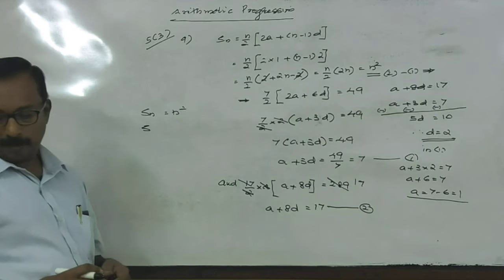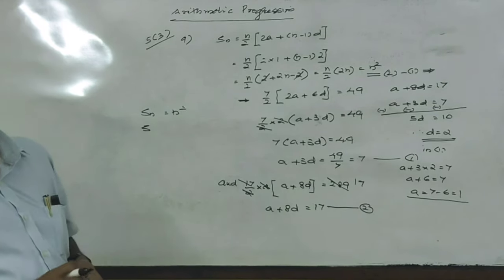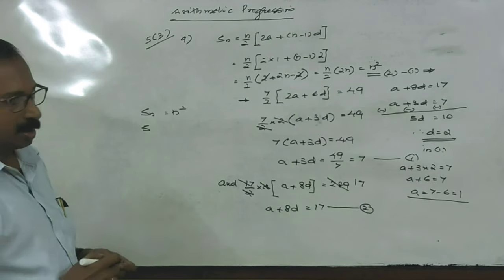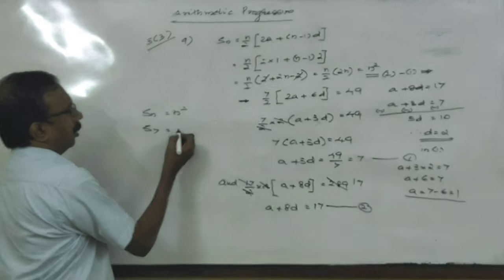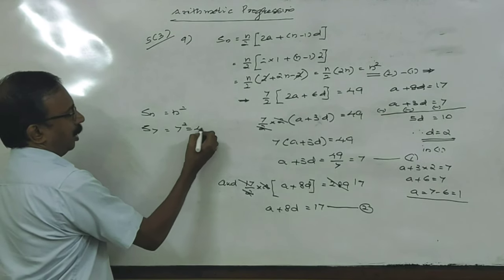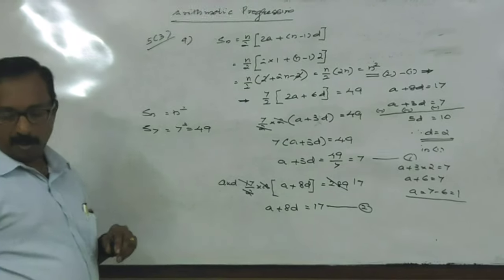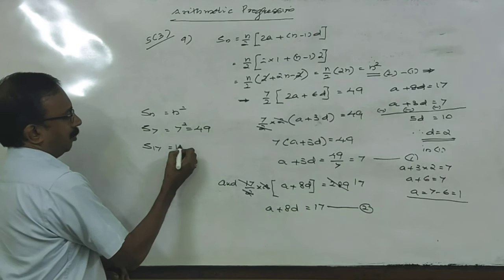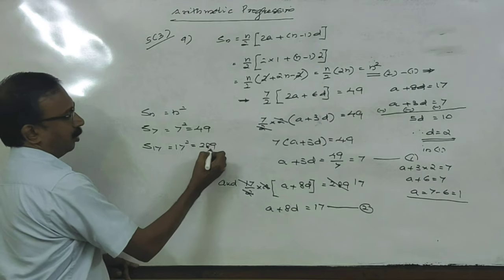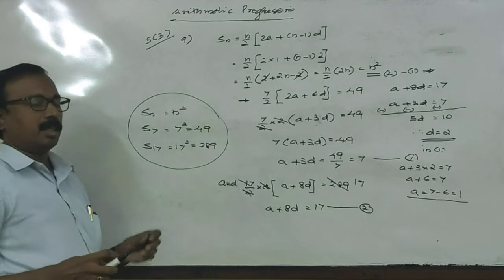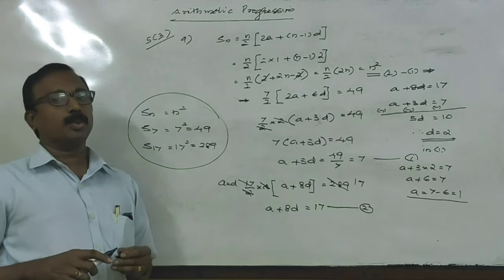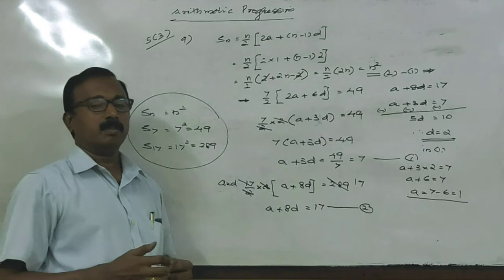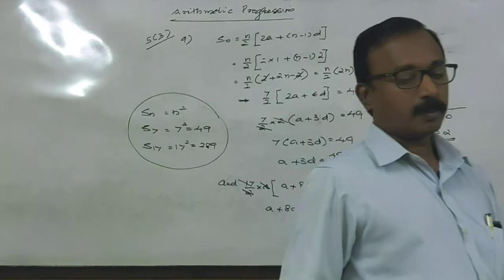Now we have Sn as n square. So S7 is 7 square, 49. And S17 is 17 square, 289. Now this is the general formula for the sum, Sn is equal to n square, isn't it?